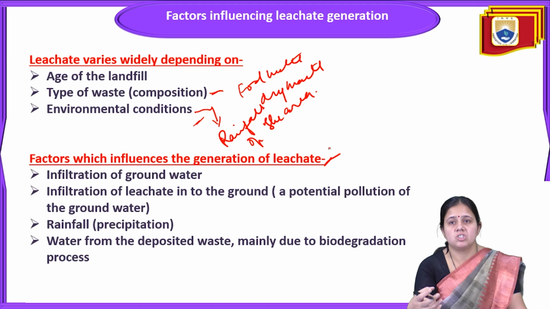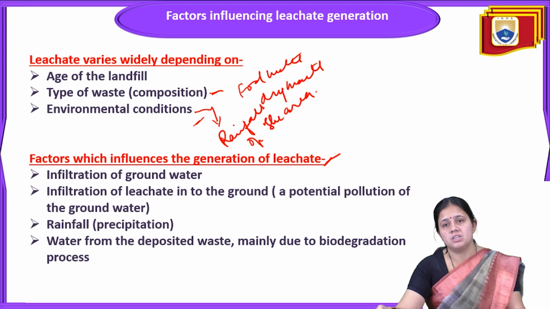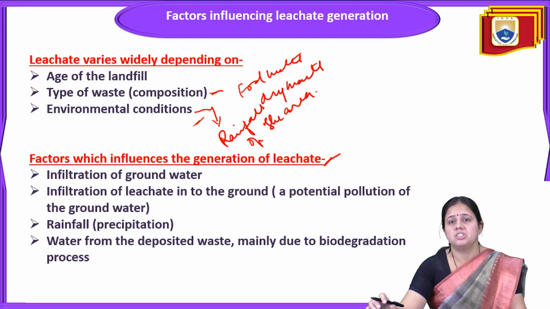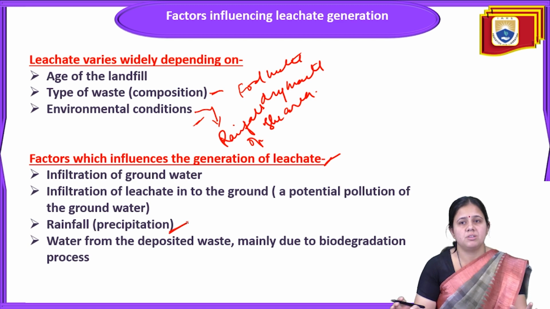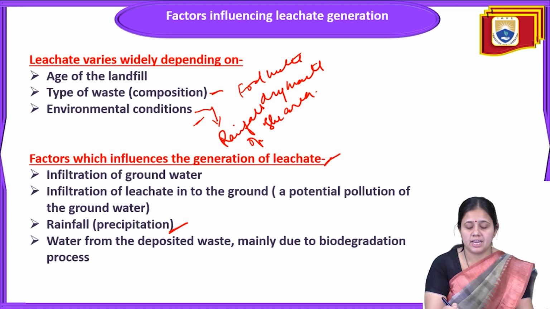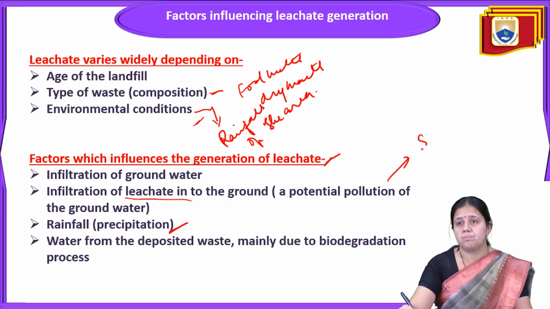The factors which influence the generation of leachates are infiltration of groundwater, infiltration of leachate into the ground, a potential pollution of the groundwater, rainfall data like precipitation, and the water from the deposited waste, mainly due to the biodegradation process. These are the factors influencing the generation of leachate. Infiltration of groundwater: obviously, how much leachate enters the groundwater. Next is the infiltration of leachate into the groundwater, which will be a potential source of pollution.